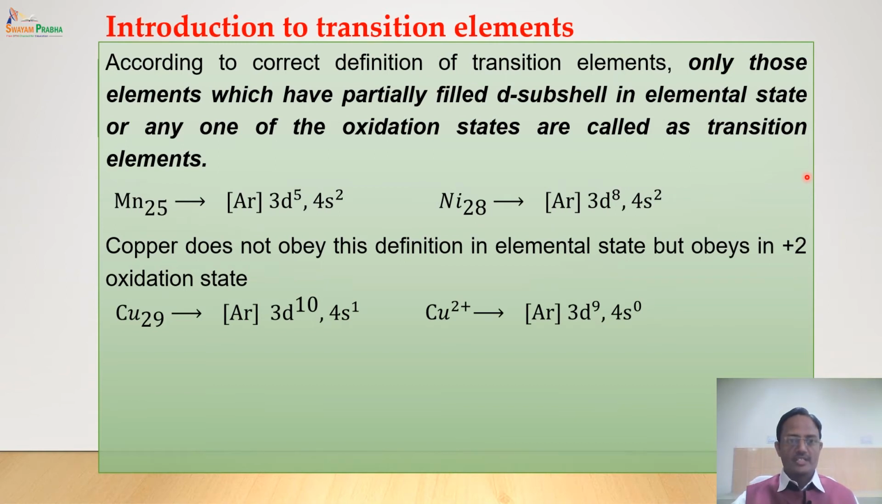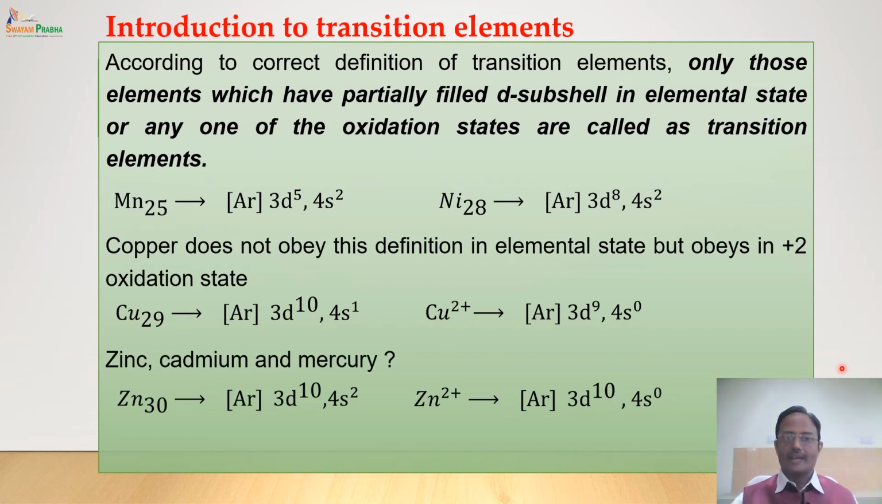Now the question is: is copper a member of the transition series? If we see the electronic configuration, it has a 3d10 configuration. Now 3d10 is not partially filled, but one of the oxidation states of copper is copper 2+ with 9 electrons in the d subshell, meaning that it has a partially filled d subshell in one of the oxidation states of copper. So definitely copper belongs to the transition series.